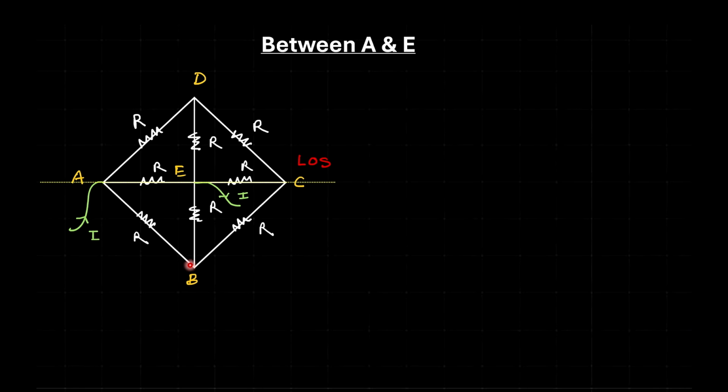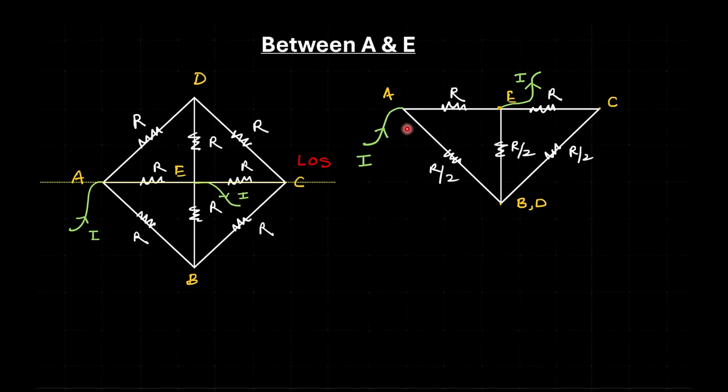So we can simply join B and D by folding the circuit about line AC, which is the line of symmetry. And if I fold it about AC, B and D will come at the same point. So what will happen? We'll get this diagram. Here you can see that this is A, this is E, this is C. So this R is in place of this R. And now if D and B come to the same point, this R and this R will be a parallel combination, that will make R by 2. Same, this R and this R parallel combination will give R by 2, and this R and this R parallel combination will give R by 2.